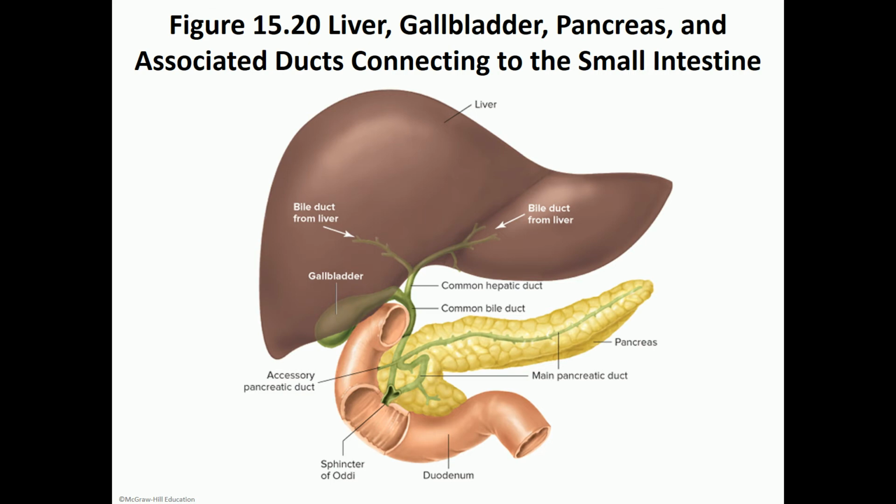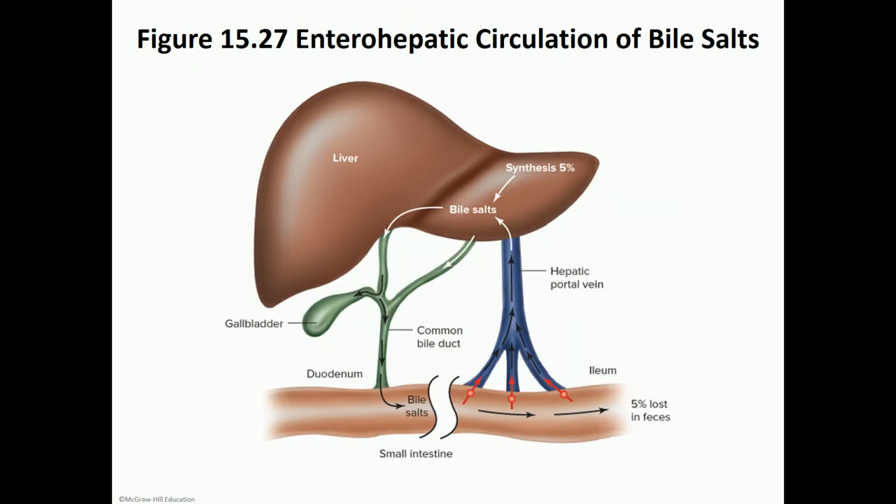Okay, so let us take a look at what is known as the enterohepatic circulation of bile salts. So again, you can see those bile salts that are being made going through that common bile duct into the small intestine, into the duodenum. Well, the majority of bile salts will actually be reabsorbed from the small intestine and go back through the hepatic portal vein back to the liver. We only lose about 5% of bile salts in feces, which is not a big deal. The liver has the ability to synthesize those 5%. So it is that recycling of bile salts that is known as the enterohepatic circulation of bile salts.